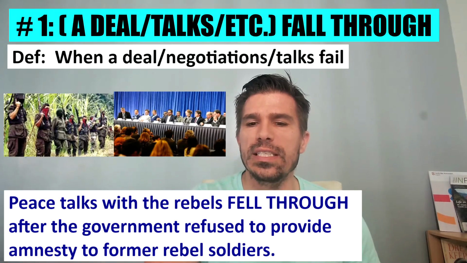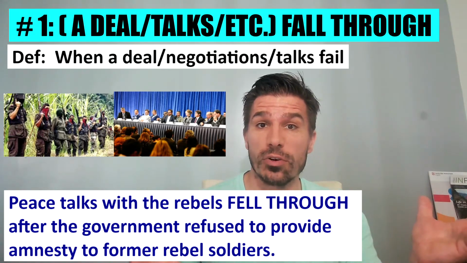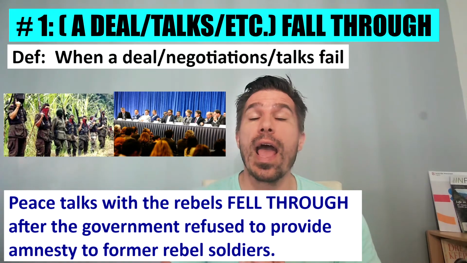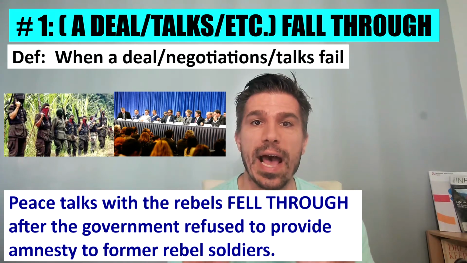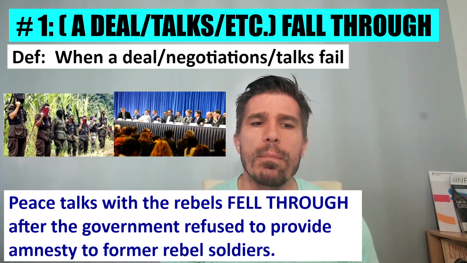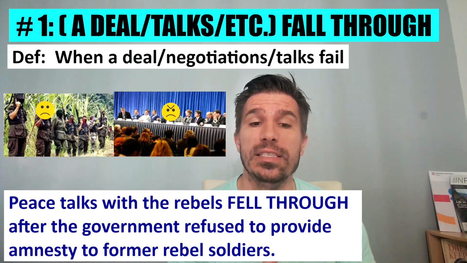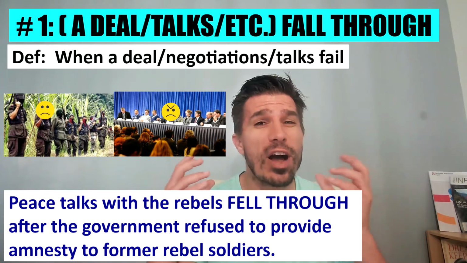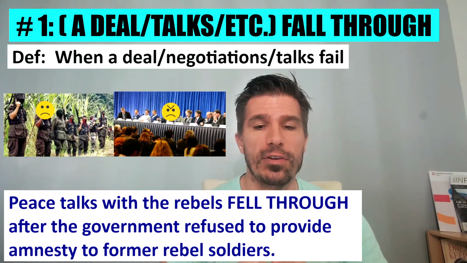Let's get a little more serious. So we're looking at a country where there are rebel soldiers and the government, and there's been fighting for many years. But finally, they have talks for peace. They have peace talks, so we're happy. Unfortunately, peace talks with the rebels fell through after the government refused to provide amnesty. Okay, so the peace talks collapsed. We thought they were going to work, but they got canceled, so they fell through.